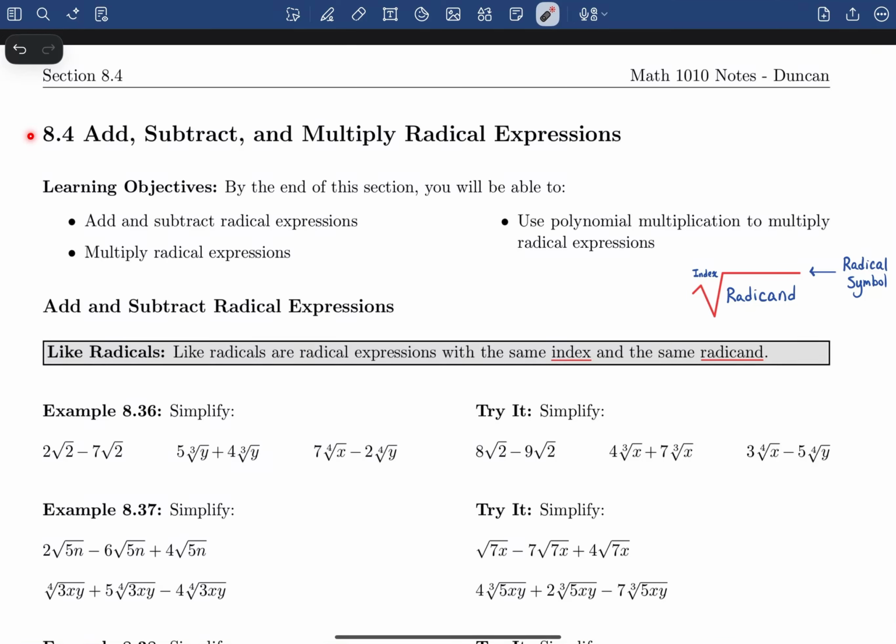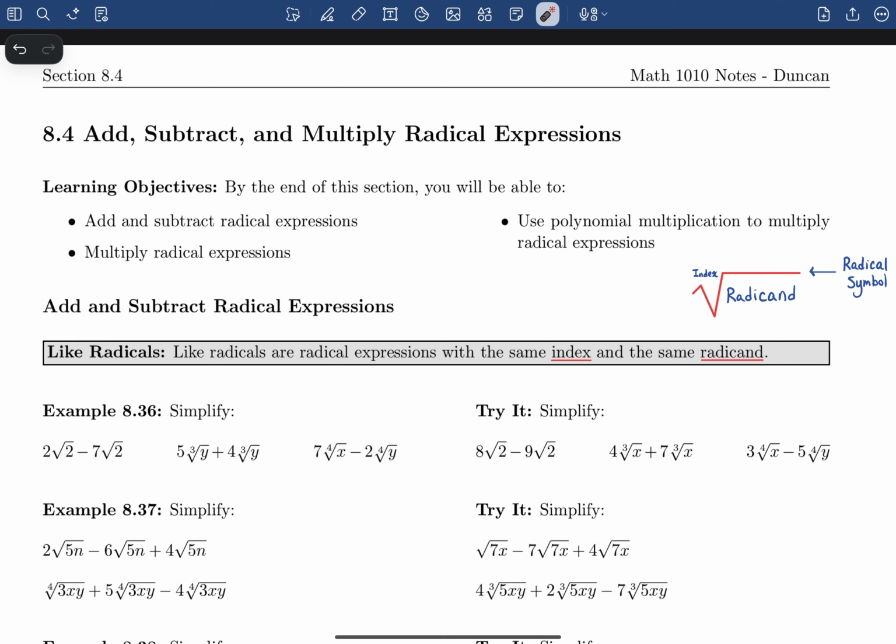This is lesson 8.4, add, subtract, and multiply radical expressions. Our learning objectives are to add and subtract radical expressions, multiply radical expressions, and use polynomial multiplication to multiply radical expressions. Little reminder for you, we're dealing with radicals in this chapter 8.